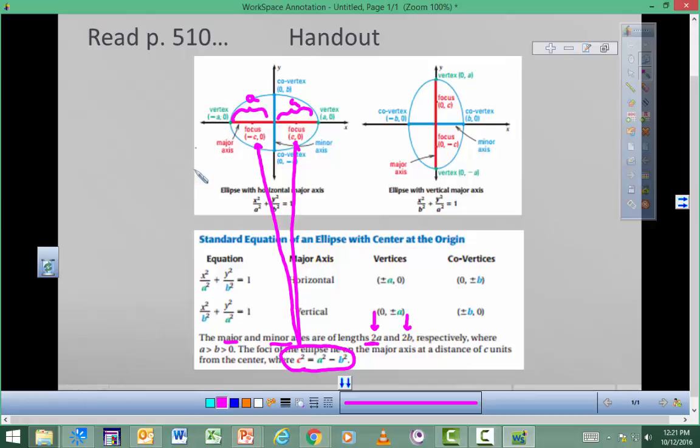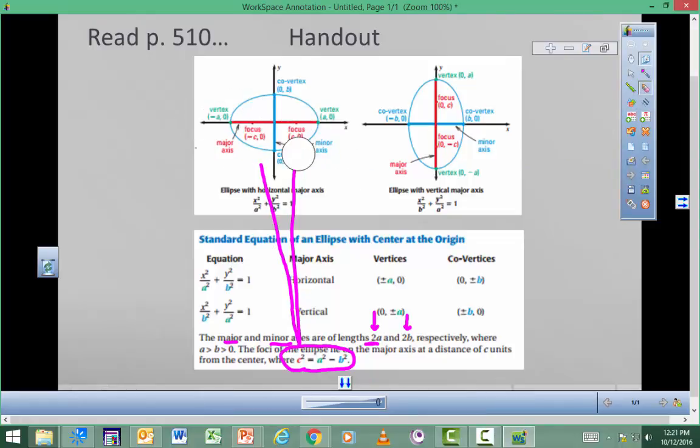Wait, so Mr. Russell, an ellipse is just like an oval? Yeah, it's kind of like an oval. It's like a square. Okay, if you say so. This is apparently a square to George. Yeah. All right.